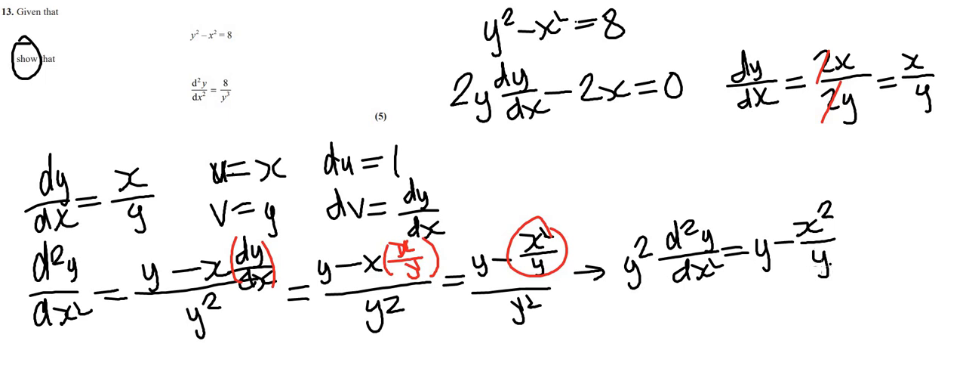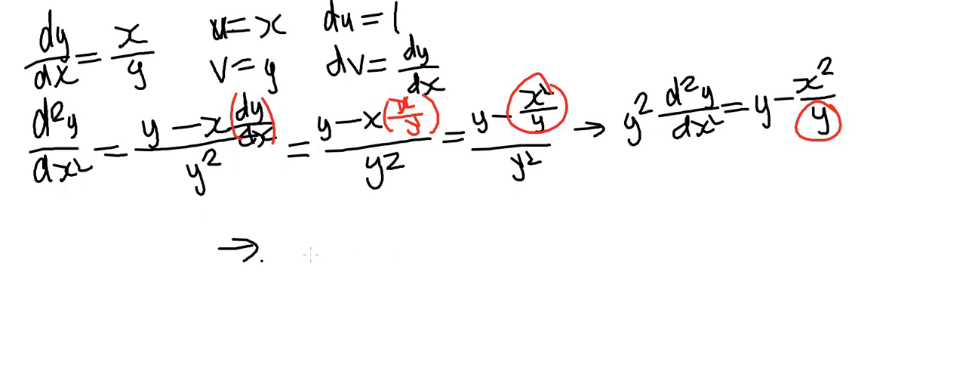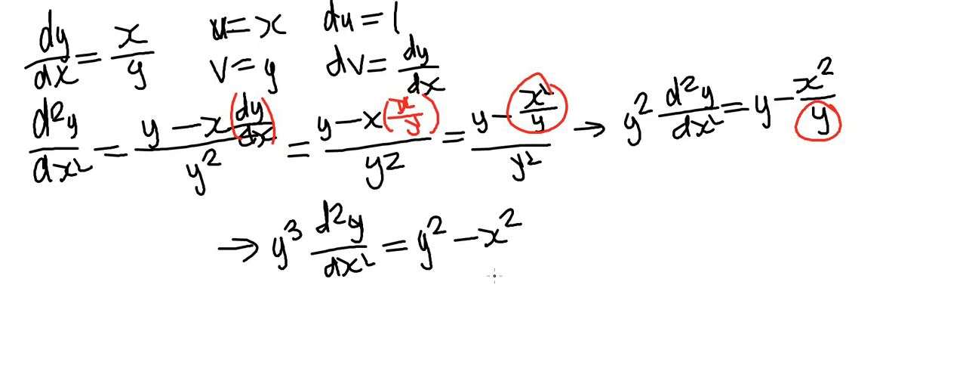Okay, we're almost there. Again, I've still got a denominator here, so I want to multiply through by y to get rid of this denominator. So the next step, multiply the whole thing through again by y. So now I've got y cubed times the second derivative, which is equal to y squared now minus x squared. Okay, so now no more denominators, that's good.